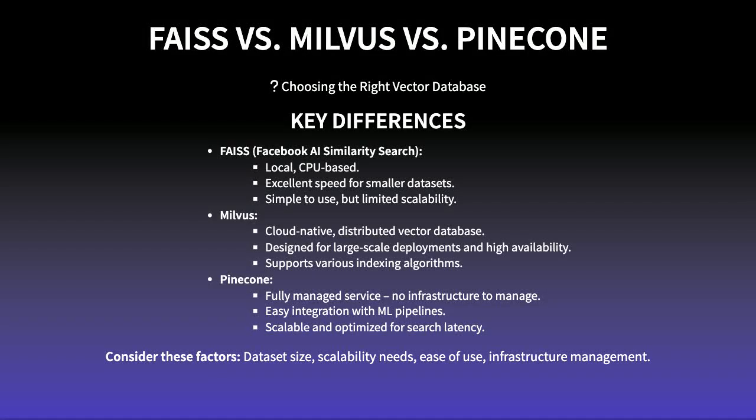Okay, let's talk about choosing the right vector database. We have three main contenders: Veis, Milvus, and Pinecone. Veis is a really popular choice for smaller projects because it's super fast on your CPU, but it doesn't scale very well to massive datasets. Milvus, on the other hand, is designed to be a distributed system, so it can handle huge amounts of data and offers great availability. And then there's Pinecone.